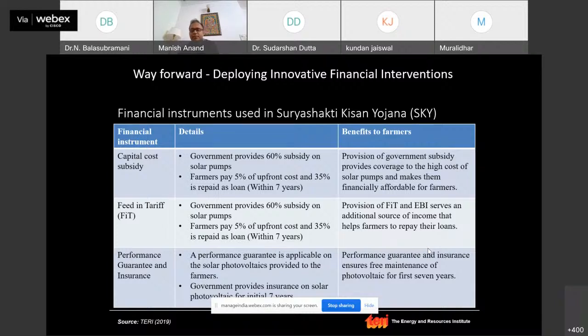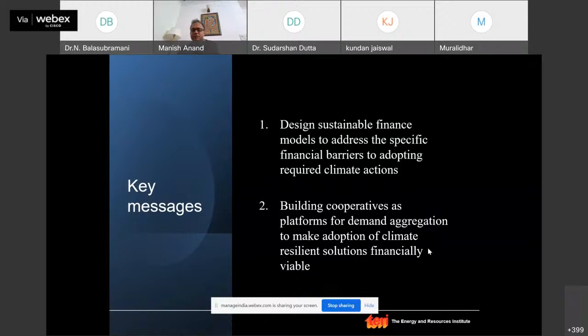Here it should be noted that the ability to sell off excess power to the grid and the associated incentives encouraged farmers to also conserve resources such as water and electricity, and achieve resource efficiency. And a host of financial instruments was used, which I discuss now. So the key messages from these two pilots and initiatives in the sector are that we need to design suitable finance models. The Surya Shakti Kisan Yojana financial model was designed in a way that makes it financially viable and sustainable for all stakeholders involved.